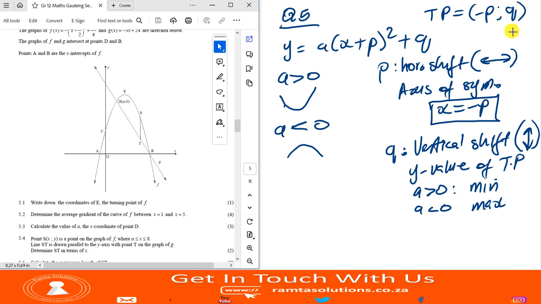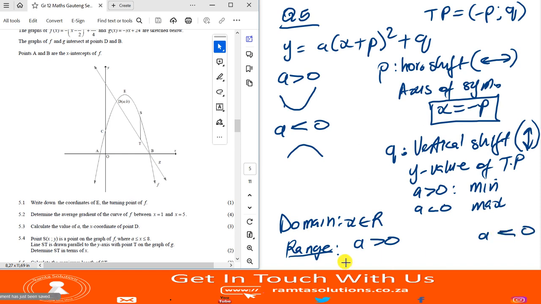That's your turning point. Now, domain for a parabola is valid for all x values, so x is an element of real numbers. When we talk domain, any x value you can think of will return a y value. Now for range, you need to be careful. For range, it depends. When a is positive, it will be something else. When a is negative, it will be another thing.